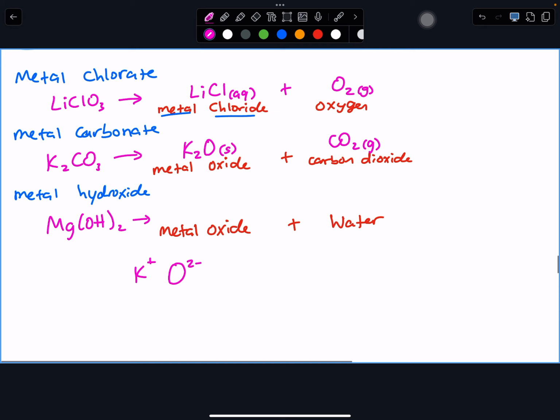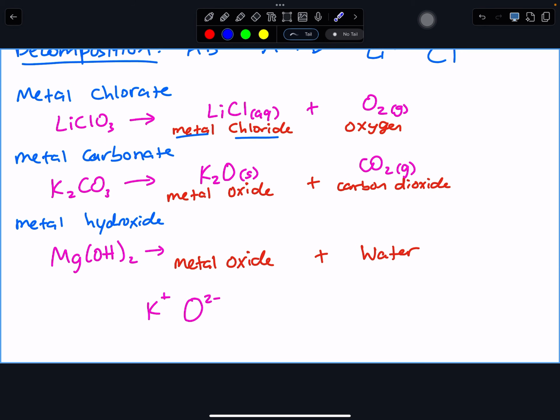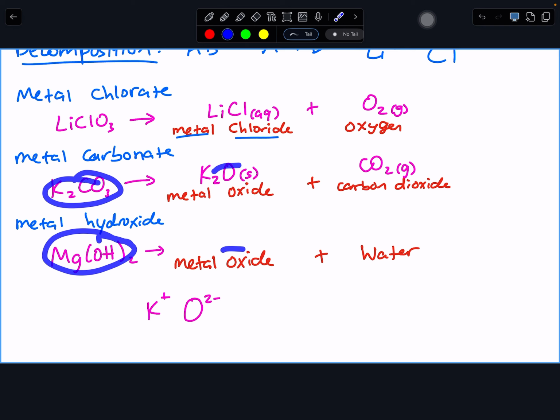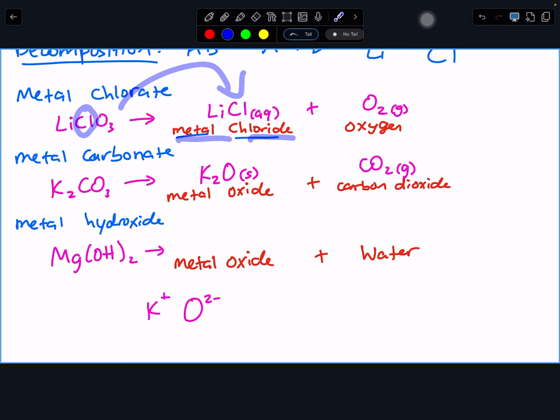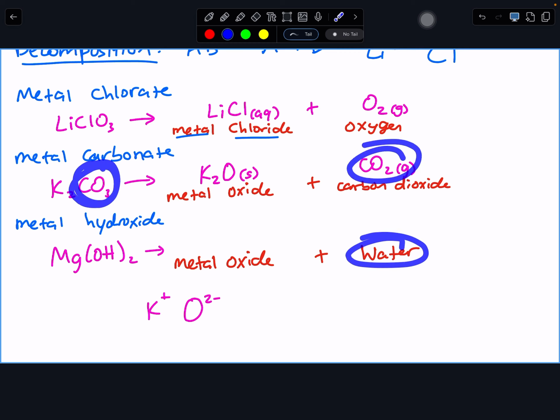Metal chlorate is the weird one. And it's easy to know it's a chlorate because there's a chlorine in the formula. This one doesn't have a chlorine, this one doesn't have a chlorine, so you know you're not gonna have a chlorine here. This is the only one with chlorine in it, so you know it's metal chloride. And then what's left over? Just the oxygen, so you know it's O2. So it's metal oxide and then water. And this one, OH, doesn't that look like water? So then you know it's water, and then CO3 looks like carbon dioxide, CO2.